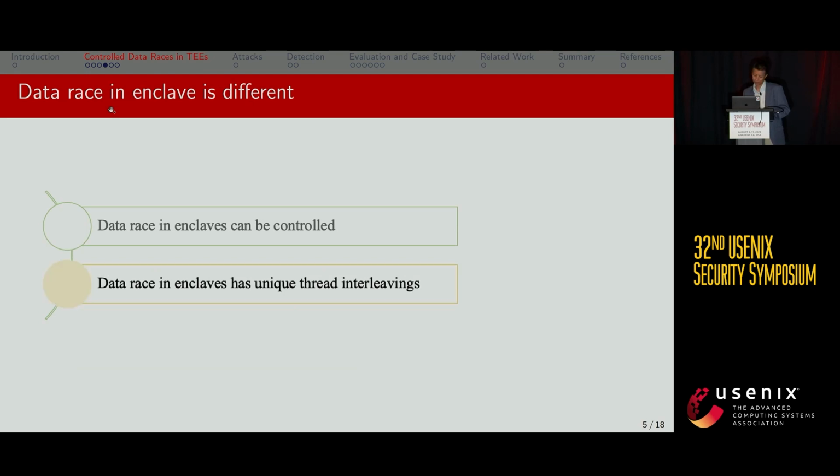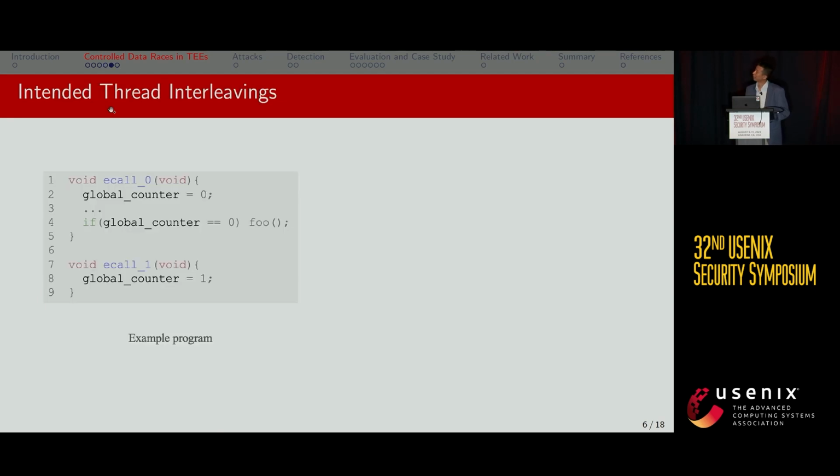Another difference in the enclave scenario is that data races in enclaves have unique thread interleavings. Here we have an example program with two enclave calls, eCall0 and eCall1. I would like to emphasize this was intended to be a single-thread program, so the intended thread interleaving is only one thread. You call the first function first and then the second function second. Since there's only one thread, there's no data race.